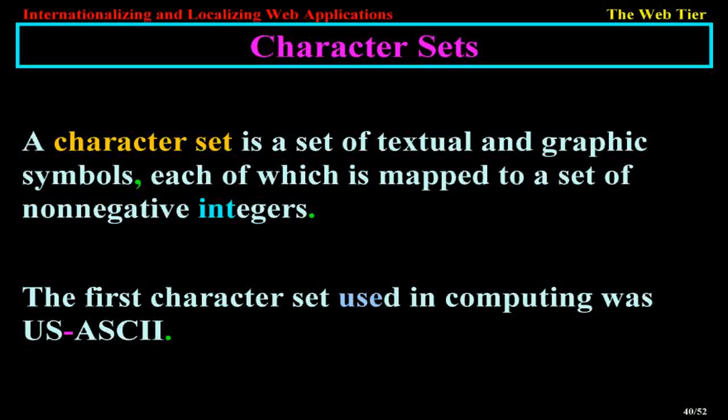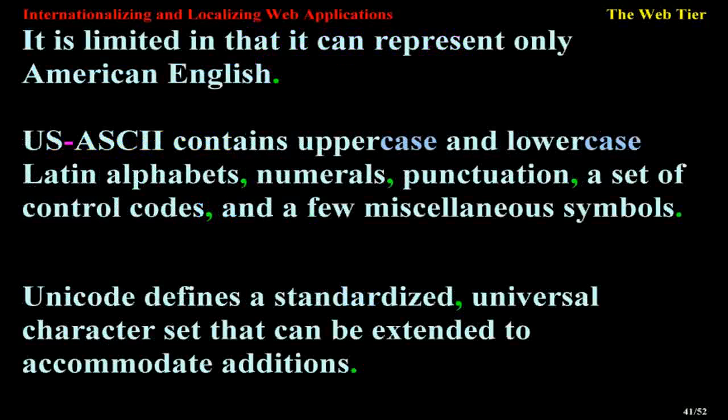Character sets. A character set is a set of textual and graphic symbols, each of which is mapped to a set of non-negative integers. The first character set used in computing was ASCII. It is limited in that it can represent only American English. ASCII contains uppercase and lowercase Latin alphabets, numerals, punctuation, a set of control codes, and a few miscellaneous symbols. Unicode defines a standardized, universal character set that can be extended to accommodate additions.